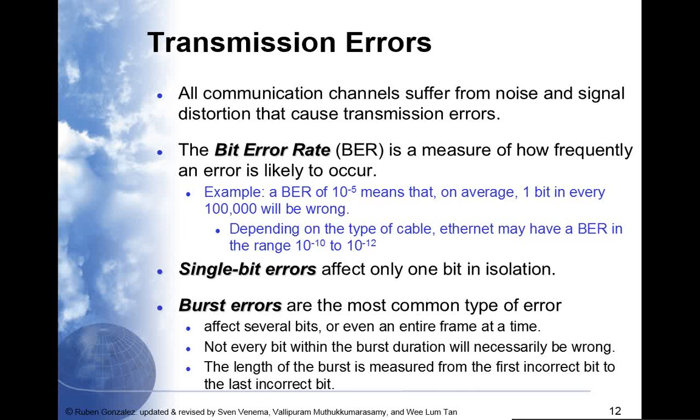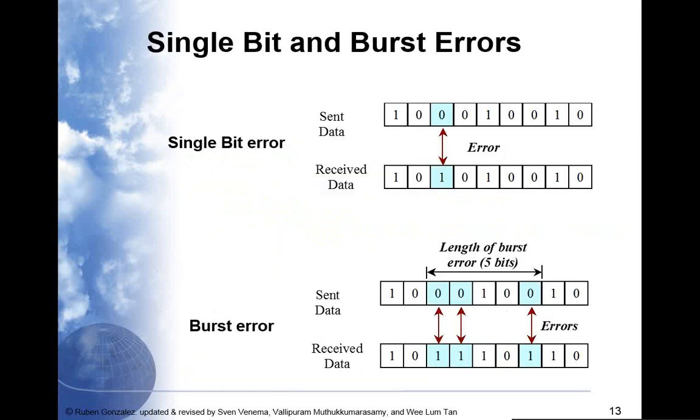Right, so not every bit within that burst duration will necessarily be wrong. So what you do is you measure it from the first incorrect bit to the last incorrect bit. Now that's a very vague definition, because it could be the very first one that you find, and so you basically have to identify your level of concern in that sense. Single bit burst errors, we've seen this diagram before. 1 bit error at the top, it's very simple to deal with in a lot of cases.